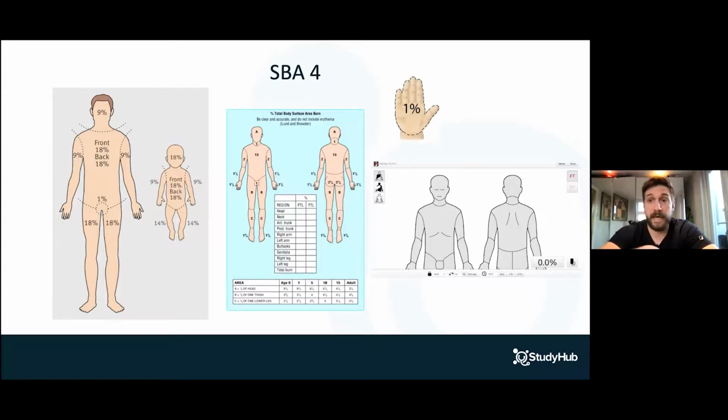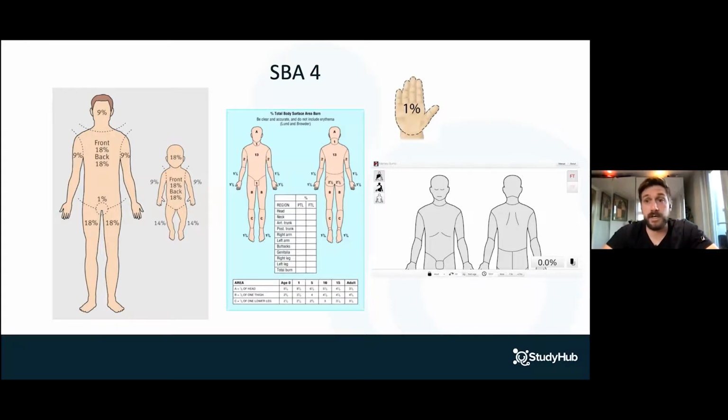Children have big heads compared to their total body surface area, so there are some slight differences for that. In the middle, you can see the Lund and Browder charts, which are a pretty accurate way of telling the total body surface area of the burn. The palm method is a reasonable thing to do. It can be useful for small burns. A person's palm is approximately 1% total body surface area, and that's the patient's palm, not your palm. It can also be used to identify areas where there's no burn in large total body surface area burns.